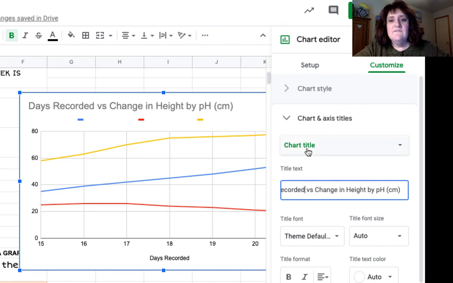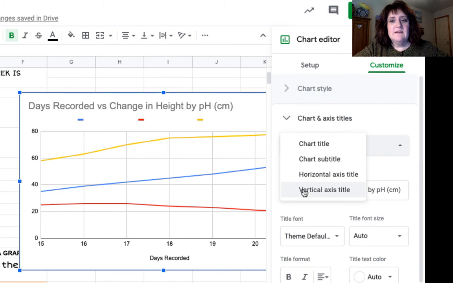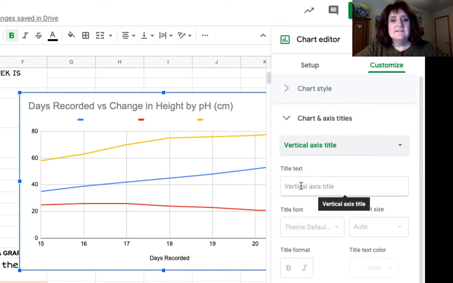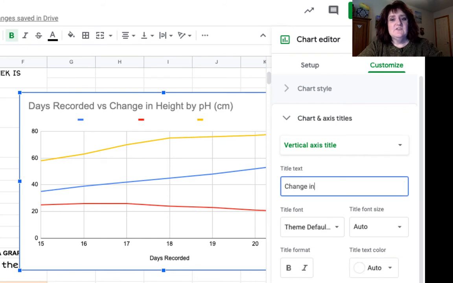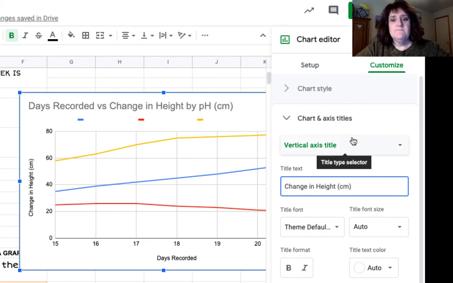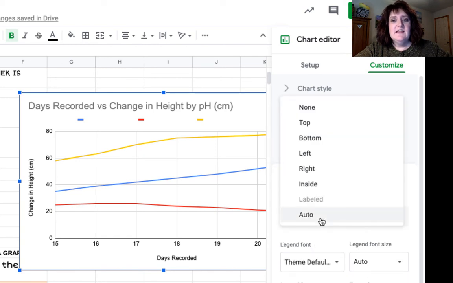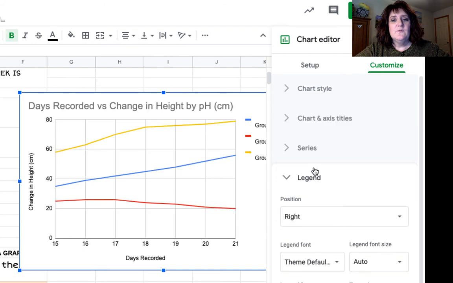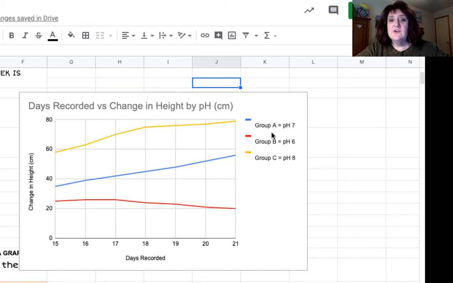Then you need a vertical axis, right? Because the horizontal axis is already down there, days recorded. The vertical axis needs to say change in height in centimeters. Okay. Then you go down here to legend, and on legend you need to put it on the right hand side, and that's all you need to do. And notice that it shows up and tells you what each color means.